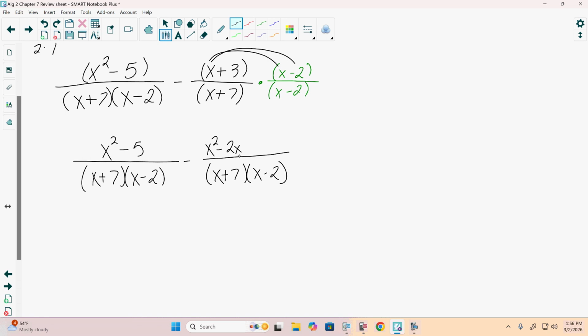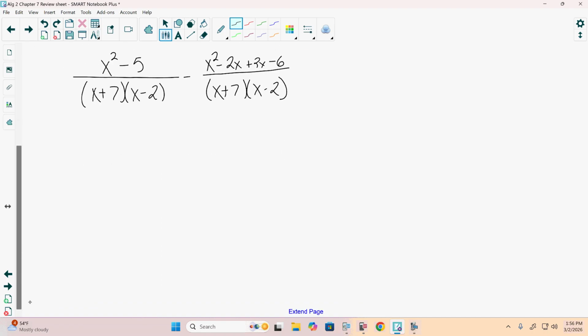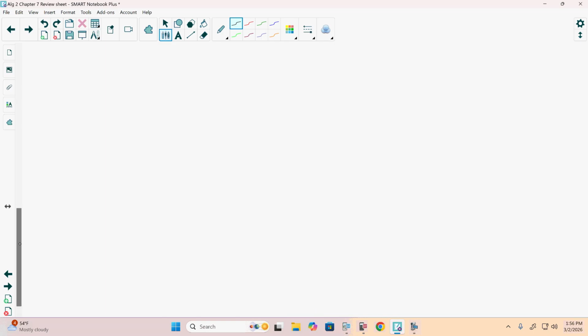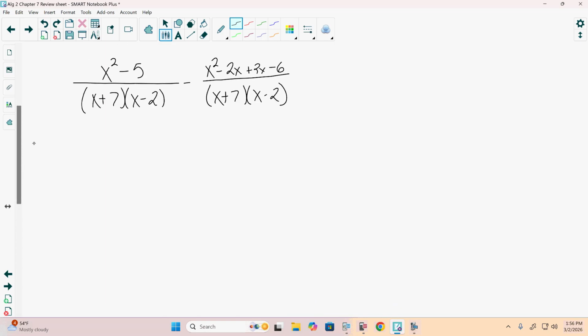x times x is going to give us x squared. x times negative 2 is going to give us negative 2x. 3 times x is going to be plus 3x. 3 times negative 2 is going to be negative 6. Because we are going to multiply through the numerators because, again, we have to add or subtract our numerators. We will be combining like terms, if there are any like terms to combine. So we will have to multiply through, distribute the numerators to make sure of our like terms.